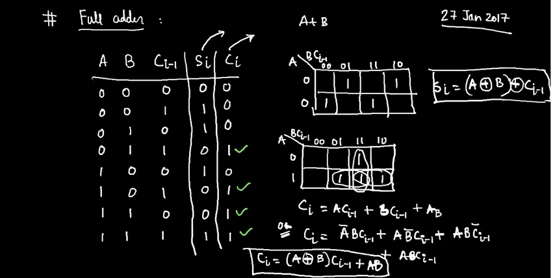I am labeling A XOR B as P at some stage I, the current P, and AB as G, GI. I'm simply labeling them, okay, that's for a reason. Now let's see what we are doing right now.